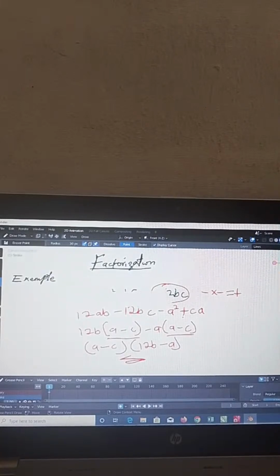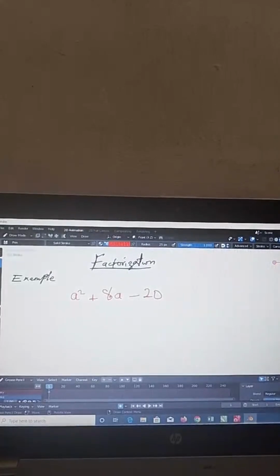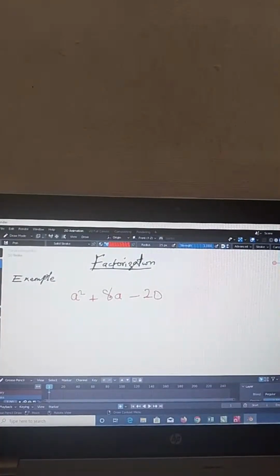Now, so for those who just joined us, we are learning factorization, and I'm teaching you how to factorize. So if we have a square plus 8a minus 20, if you can solve this, put it in the comment section. I give you 1 minute.